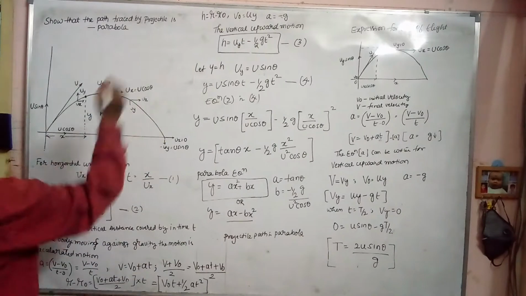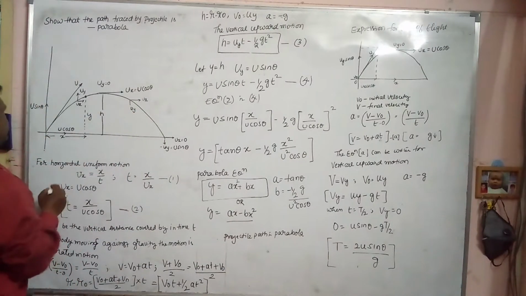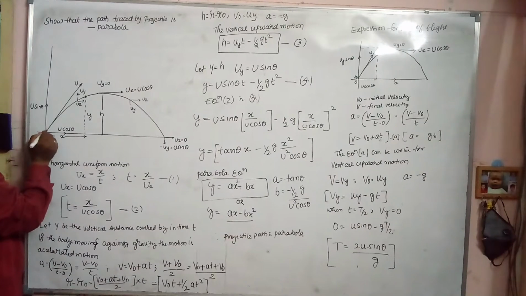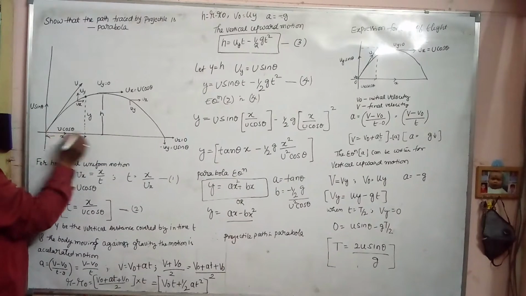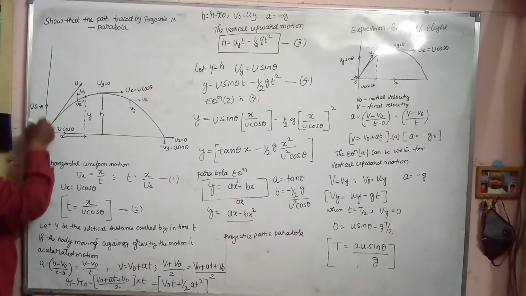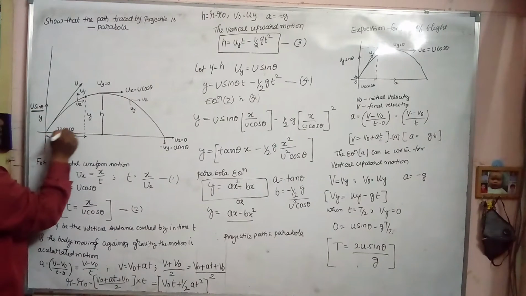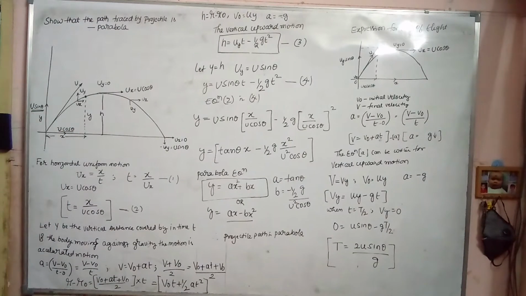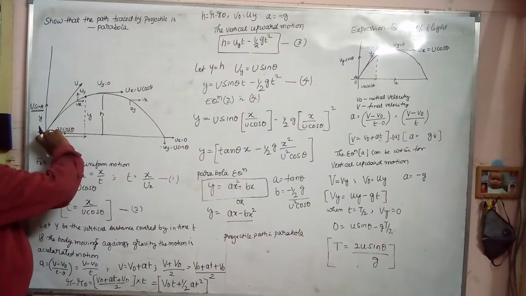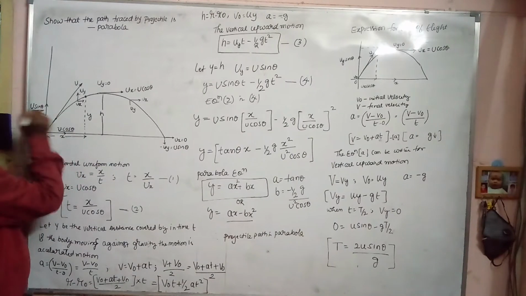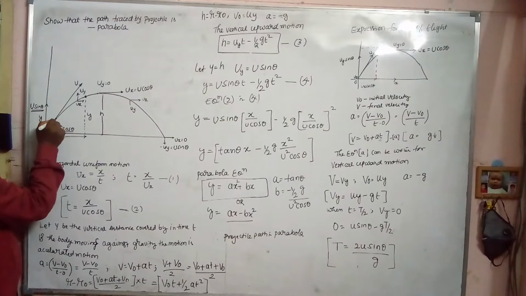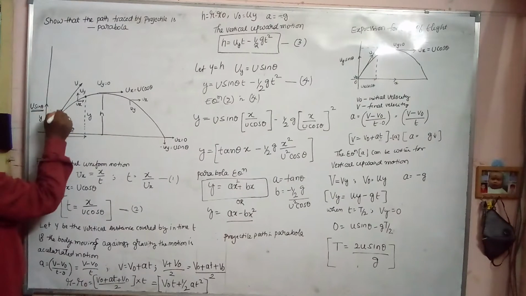Now, we will take the components of this body. The horizontal component is u cos theta, in the x direction, and the vertical component, say y, is u sin theta. u cos theta, u sin theta. It's the prime thing that you have to understand. At any position, I can represent x and y.